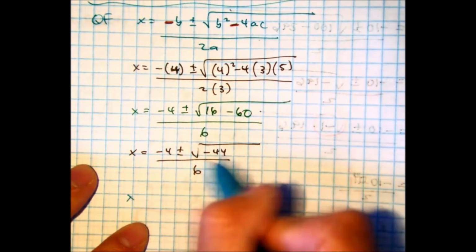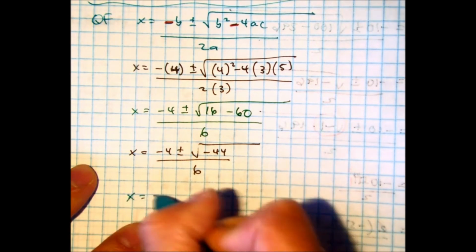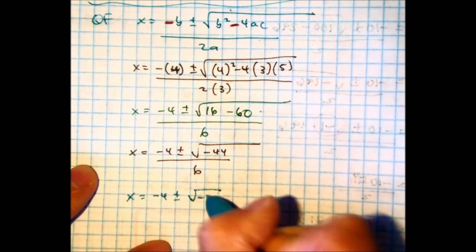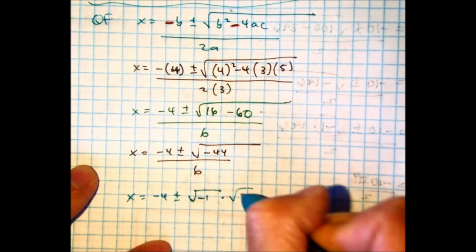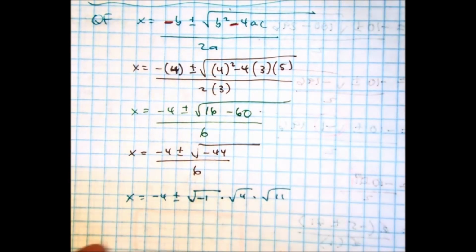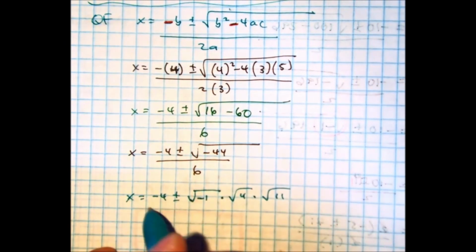Okay, here I'm going to make negative 44 into factors. So I have negative 1 times radical 4 times radical 11. Or you can actually put that all in the same. 6.